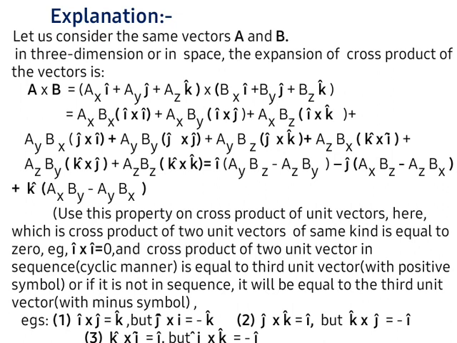For examples, first one, i cap cross j cap is equal to k cap, but j cap cross i cap is equal to minus k cap. Second one, j cap cross k cap is equal to i cap, but k cap cross j cap is equal to minus i cap. And third one, k cap cross i cap is equal to j cap, but i cap cross k cap is equal to minus j cap.